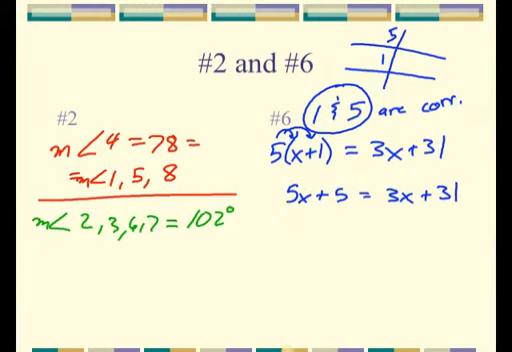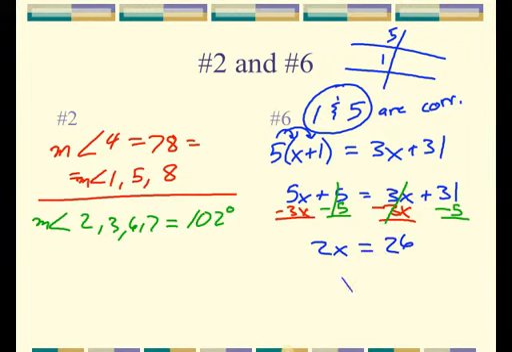And then get your x's on the same side. So combine like terms. And then take numbers the other way. Subtract 5 to both sides. So that's gone, and that's gone. And we have 2x equals 26. And then divide, so of course x equals 13.